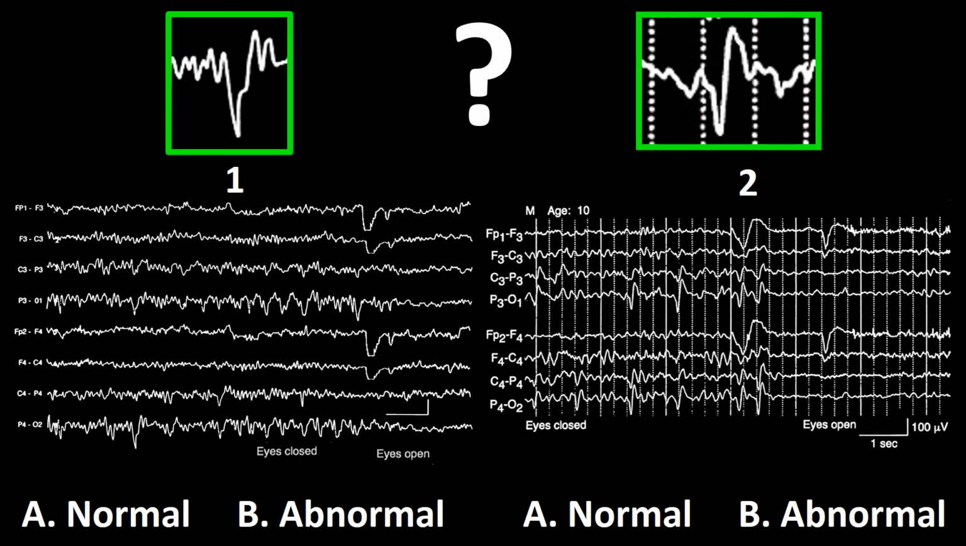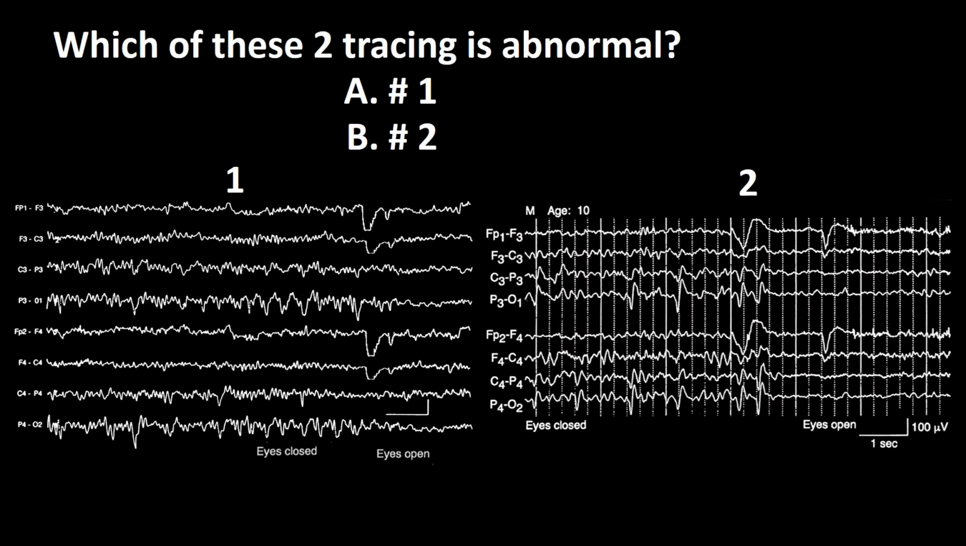So, analyzing this question, we can reach the conclusion that the second tracing is abnormal, whereas the first one is normal. So the answer to this question would be B.